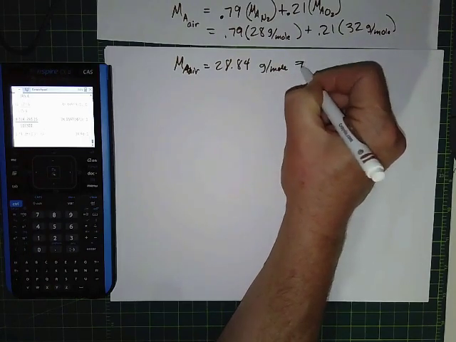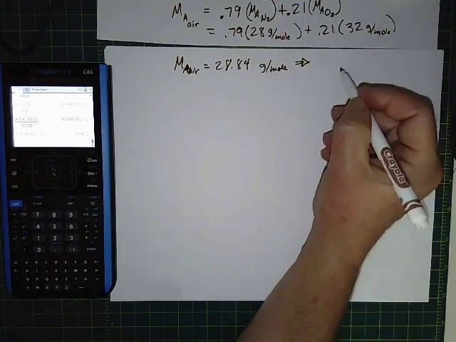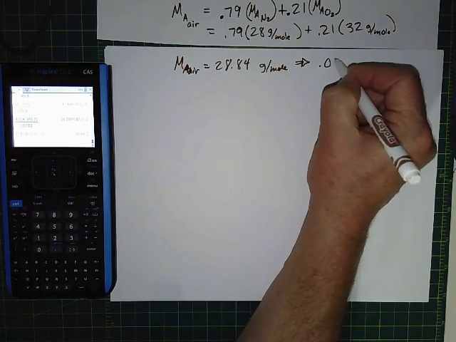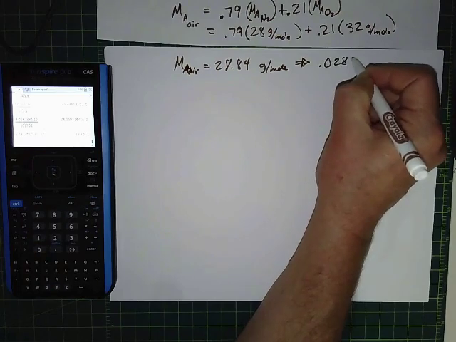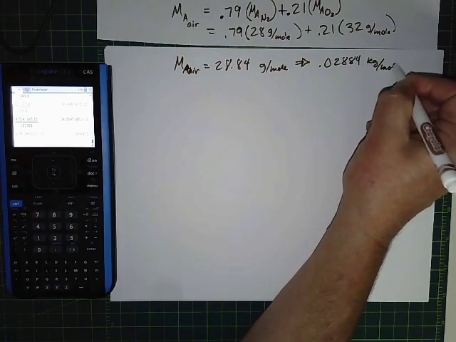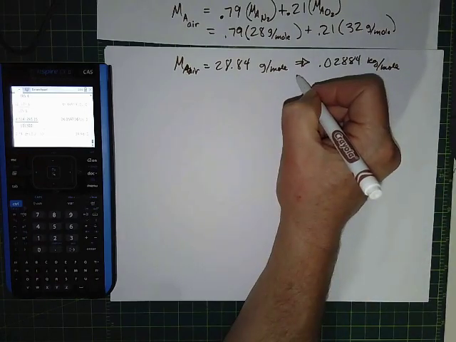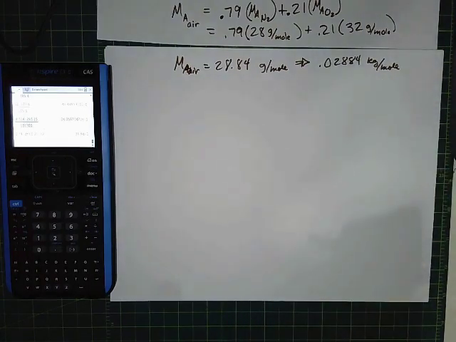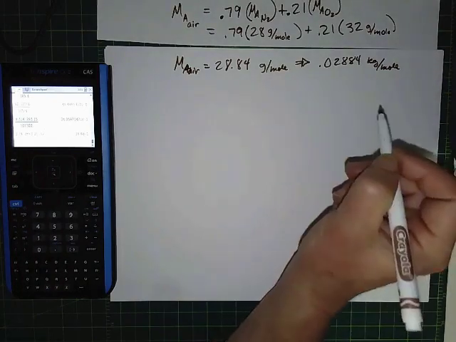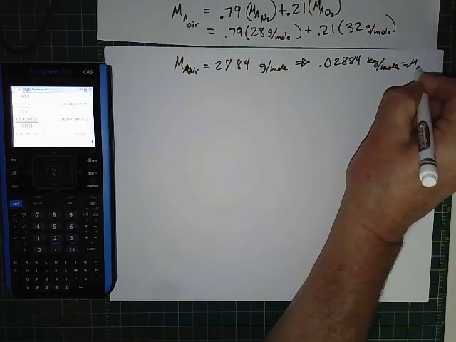And to use this in terms of finding mass and things, we really want it in kilograms. So let's say that's 0.02884 kilograms per mole. Doing a conversion factor, right? 1,000 grams is 1 kilogram. Okay, so that's M_A of air.